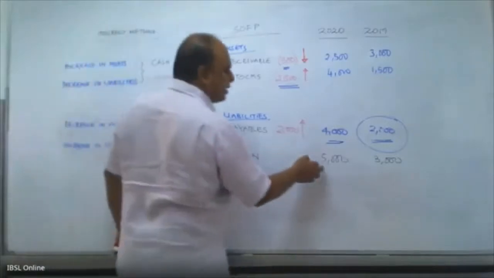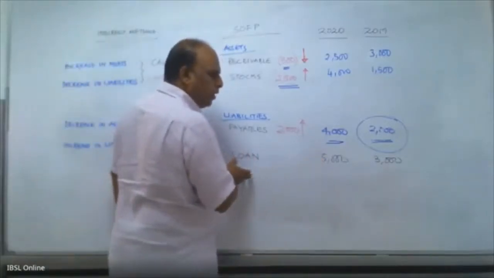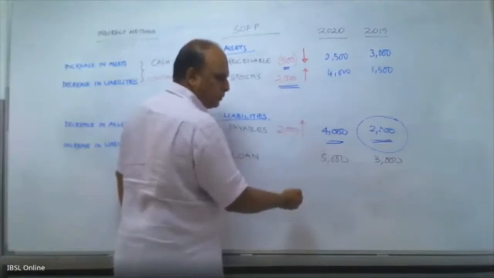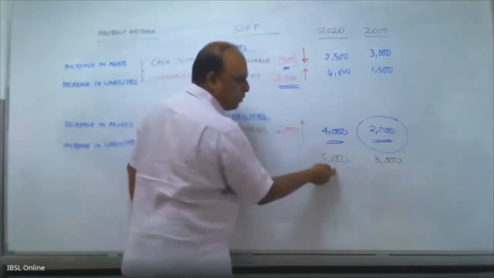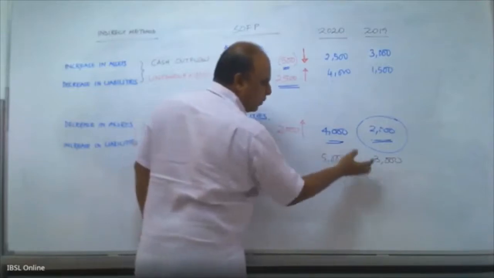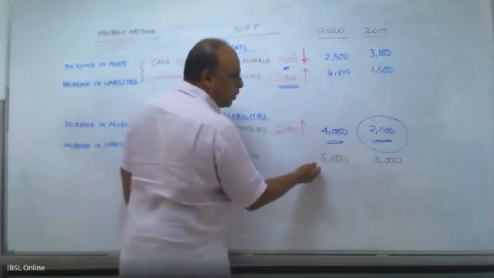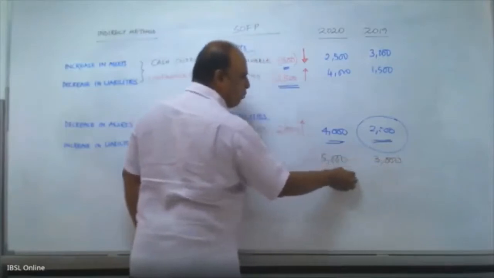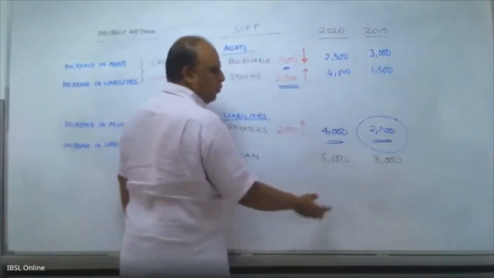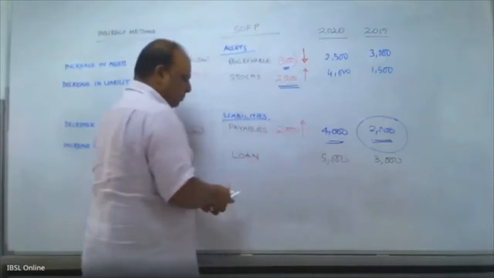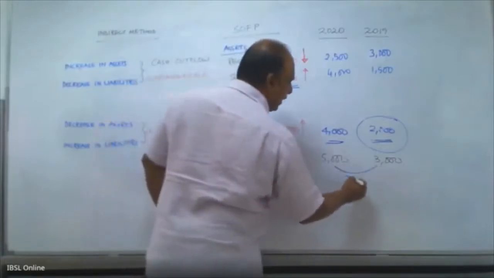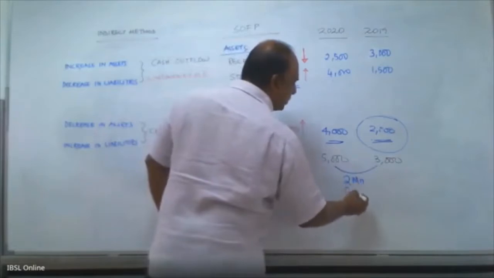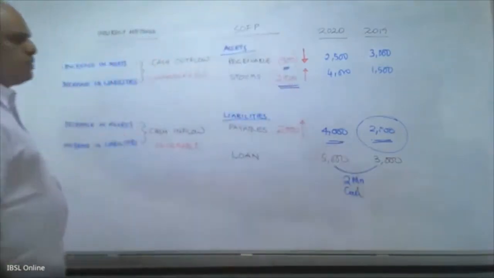Increasing liabilities. Yes, the liability has increased. But when you take a loan, how can the loan go up without anything? So they have gone and taken another loan during the year, didn't they? Last year they had only 3 million loan. Now it has gone up to 5 million. So what have they done? Without even paying this, they have gone and borrowed some more. So when you borrow, what would have happened? 2 million cash would have come into the business.